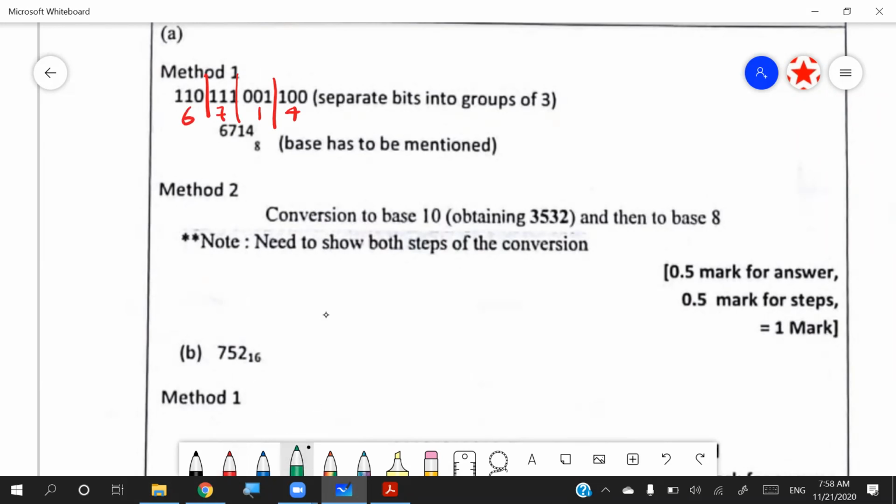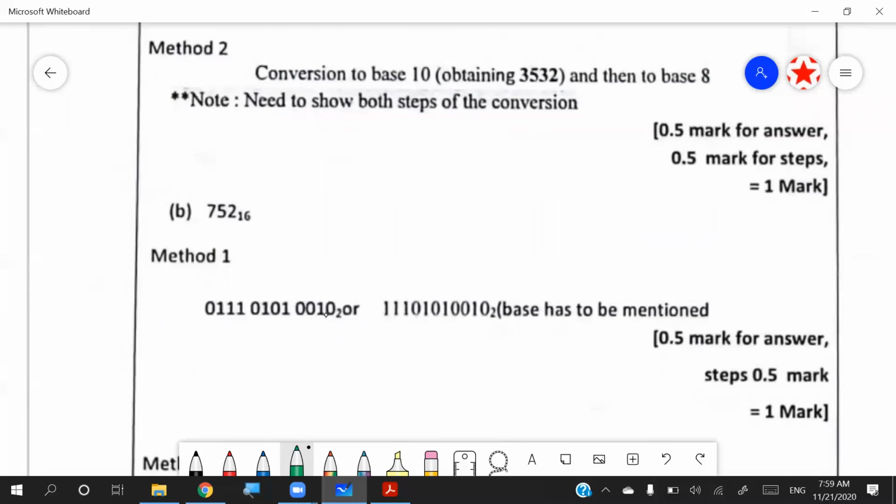How are we going to take this? By considering the place values. The place values will be 1, 2, and 4 for these places, right? By considering those place values, we can get the answer 6714 in octal. Or else you can do it the hard way: convert the binary into decimal and the decimal into octal. Still you are going to have 6714 as the octal value.